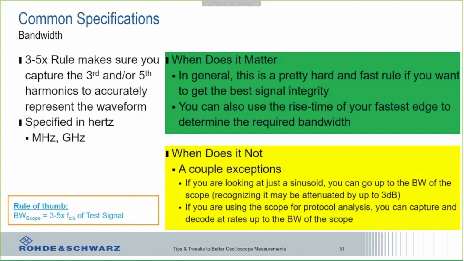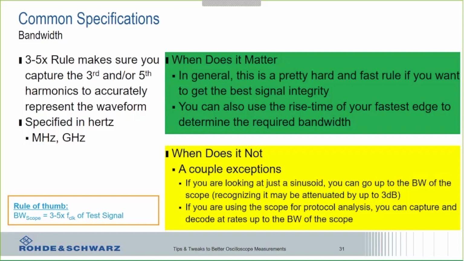So when does it not matter? There are a couple exceptions. If you're just looking at a sine wave, you can go up to the bandwidth of the scope because theoretically there are no additional harmonics there. So if you're looking at a gigahertz sine wave, you can get by with a gigahertz oscilloscope. Just recognize that it may be attenuated by up to 3 dB, as we talked about, because of the roll-off of the oscilloscope.